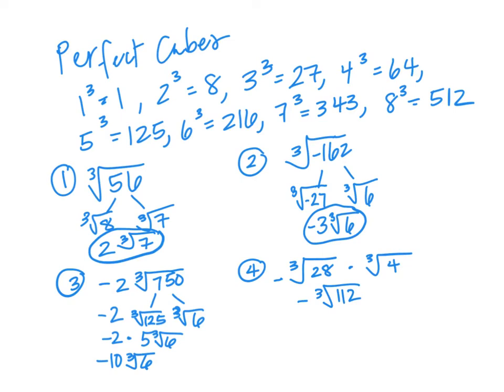The largest perfect cube that 112 can be divided by is 8. 8 times 14 gives us 112. And when we take that 8 outside of the cube root, we are going to get 2. And we're going to keep that negative in front of that 2. There we go.